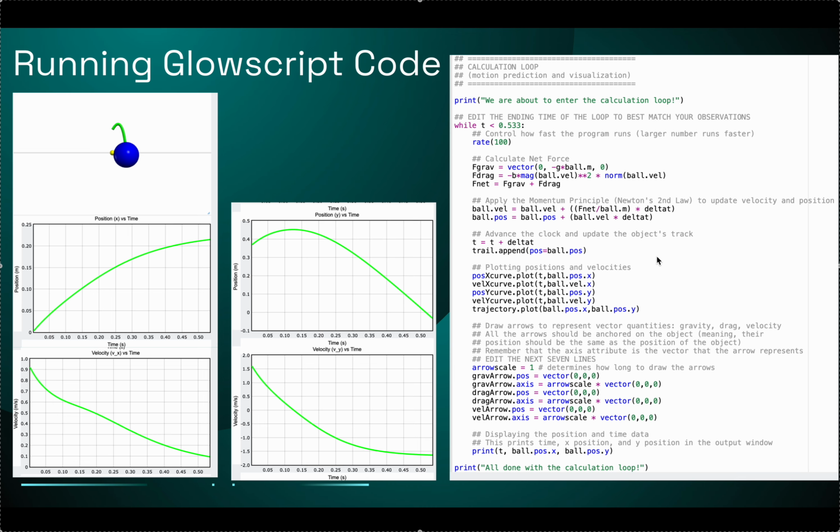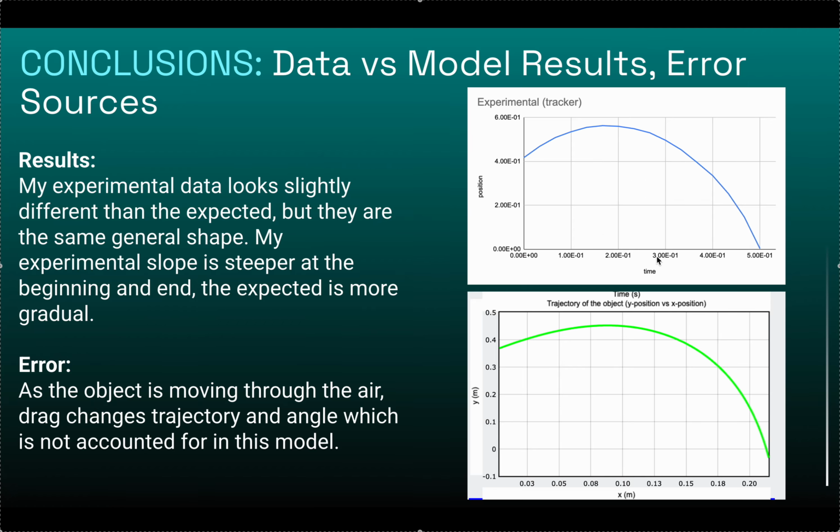Data versus model results and error. My experimental data looks slightly different than the expected, but they are the same general shape. My experimental slope is steeper at the beginning and the end, and the expected is more gradual, as we see here, and then here. Possible errors could be that as the object was moving through the air, the drag changes the trajectory angle, which is not accounted for in this model, where it's not directly vertical opposing gravity.